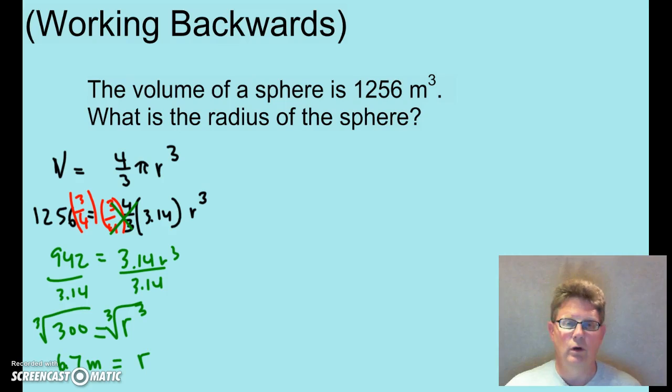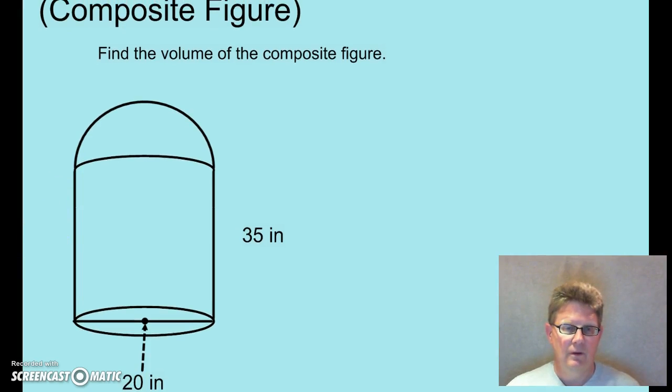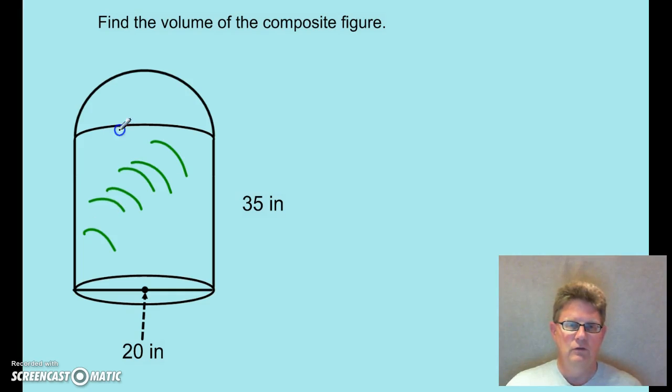And let's look at one more example. This will be a composite figure. Let's go ahead and look at that. Okay. Find the volume of the composite figure. What is it made up of? It is made up of a beautiful cylinder and a hemisphere. So you're told that the diameter of the circle of the base is 20. That makes the radius 10.